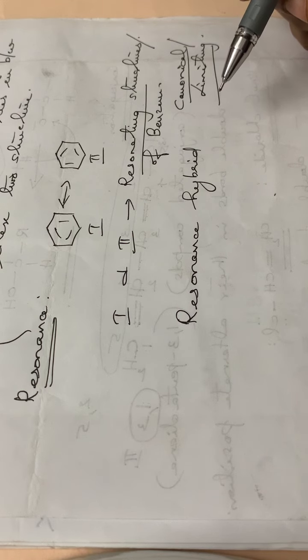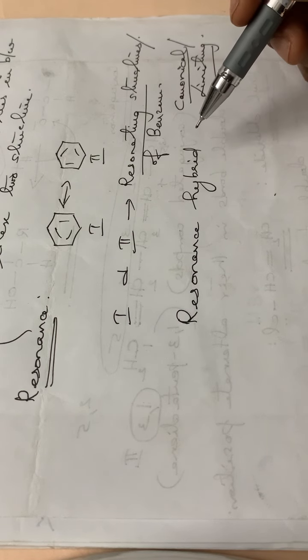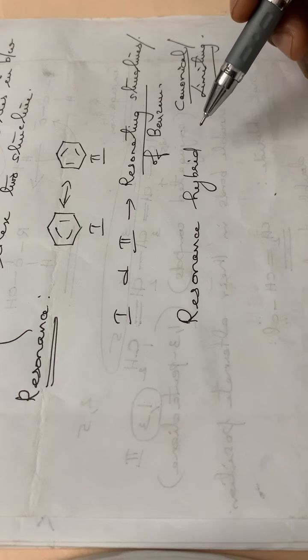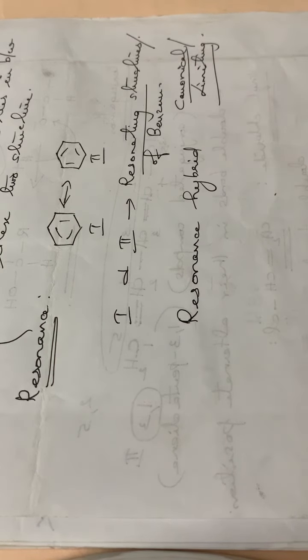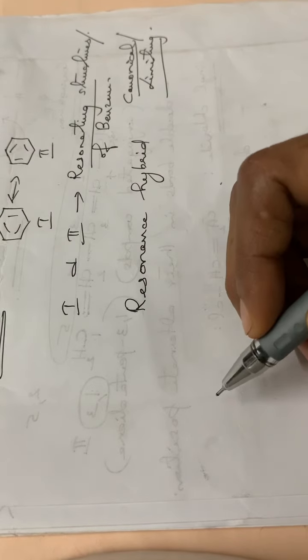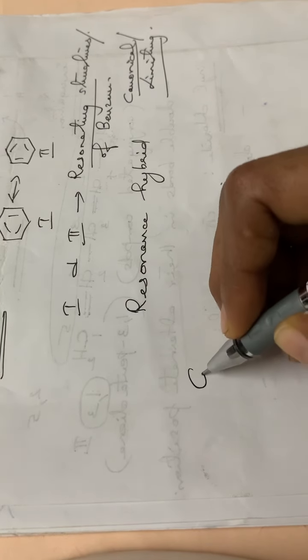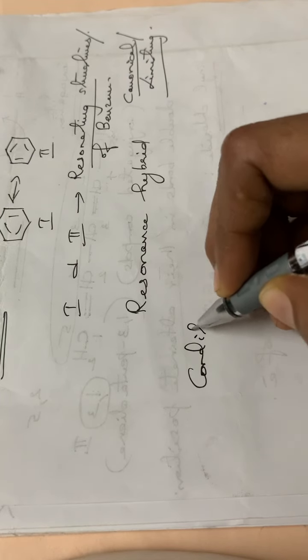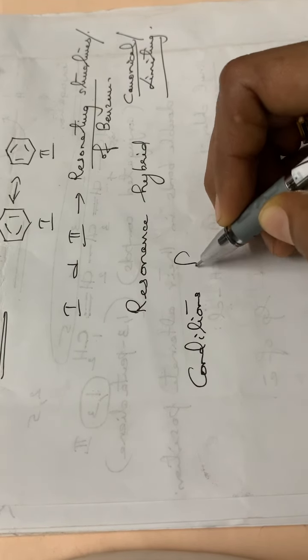Okay, so that is resonance, and also there are some conditions for resonance. Hope you are clear with these resonating structures. The different structures that we obtain are called the resonating or canonical or limiting structures. Then the next is the conditions for resonance. This is important: resonating structures and the conditions for resonance.